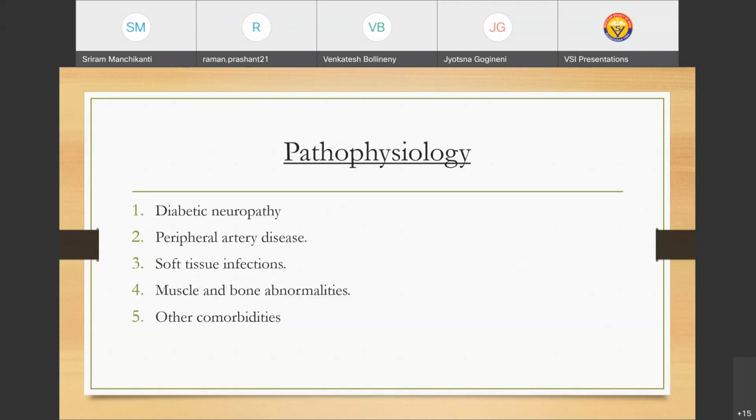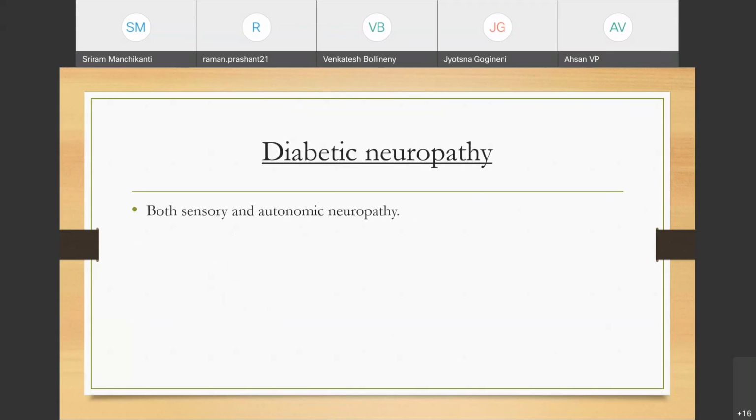There are 5 main principal pathophysiologies contributing to diabetic foot ulcers. That is the diabetic neuropathy, which is the most important, the coexistence of peripheral arterial disease, which is predominantly below the knee disease or the infrapopliteal disease, the presence of soft tissue infections, and the muscle and bone abnormalities, which include altered joint biomechanics, callosities and erosions, and other comorbidities commonly seen in these patients with diabetes. Each one of them we can discuss separately.